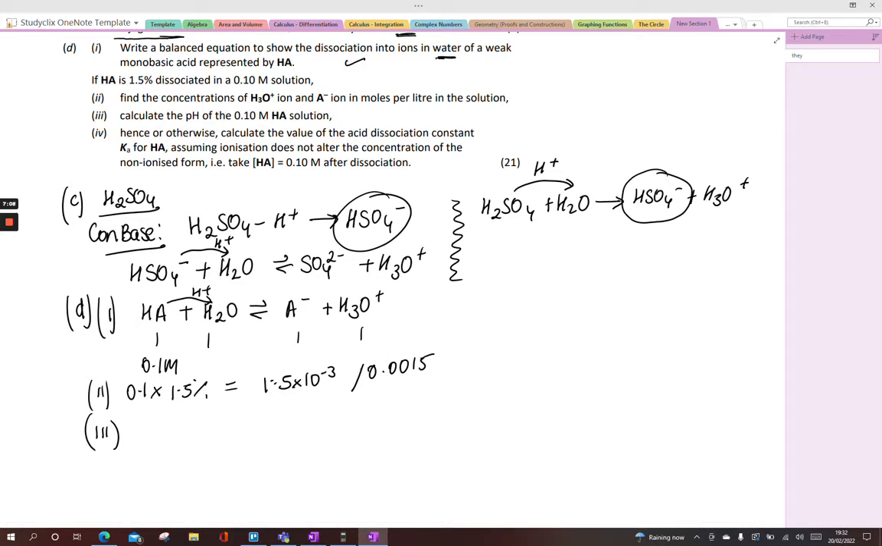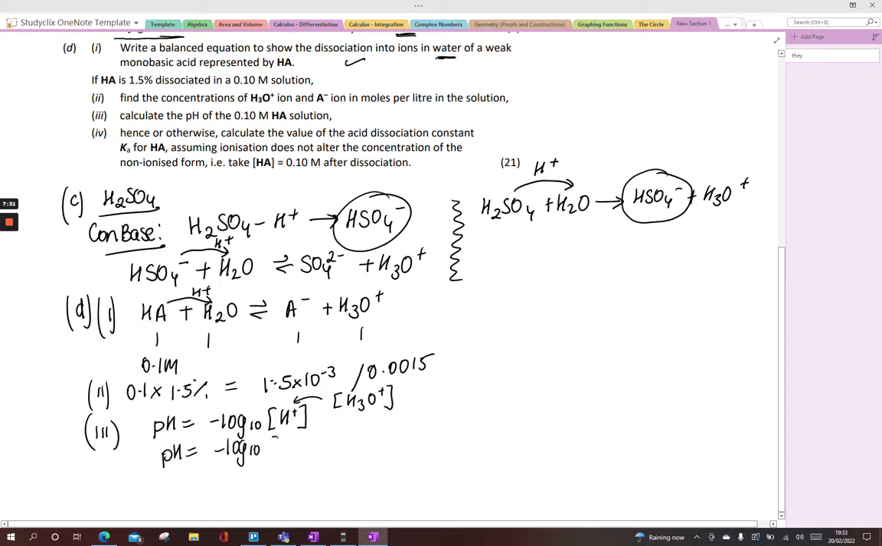So the formula that we need to know for pH is the negative log to the base 10 of the hydrogen ion concentration. Now the hydrogen ion is the same as our hydronium ions, our H3O+. Now we worked that out to be, in the previous one, 0.0015 or 1.5 by 10 to the minus 3. So we just simply minus log to the base 10, throw it in, and we'll know we're right because it should be an answer less than 7 because it's acidic.